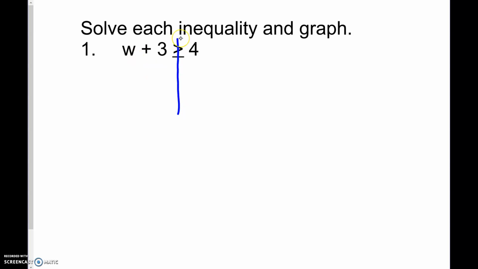Now we're going to focus on that number that's by the W. And because that says +3, we're going to do the opposite operation. So we're going to subtract 3. So W is less than or equal to 1.